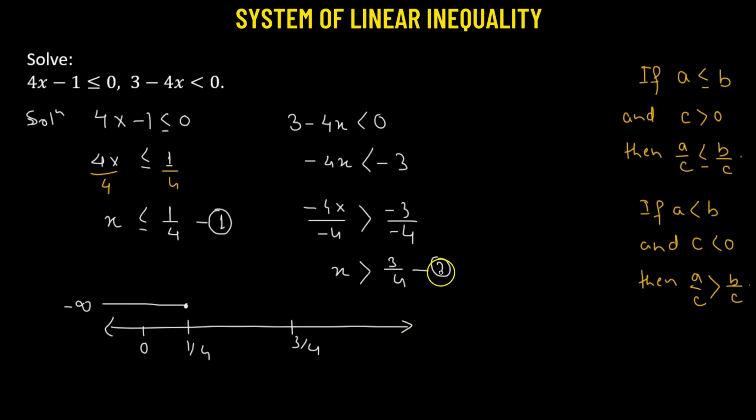Now for the second inequality, we have to consider all the values of x which are greater than 3 over 4. So 3 over 4 is not included. So here I have used a bubble. So we'll consider all the values of x that are greater than 3 over 4, lying to the right of 3 over 4 and extending all the way to positive infinity. Now in this particular case, we see that there is no intersection between the two solutions, or we can say there is no common solution. That means there is no solution for x which is going to satisfy both the linear inequalities.